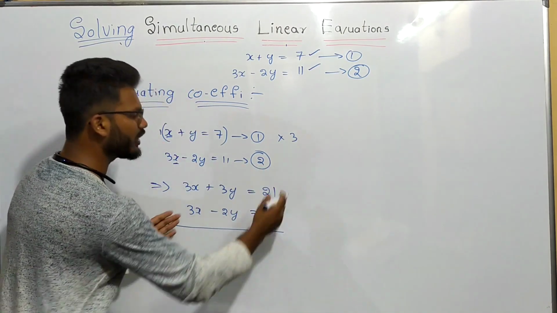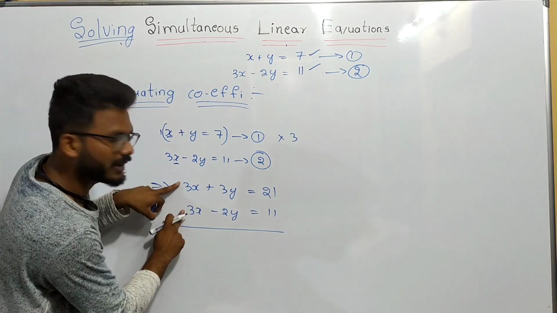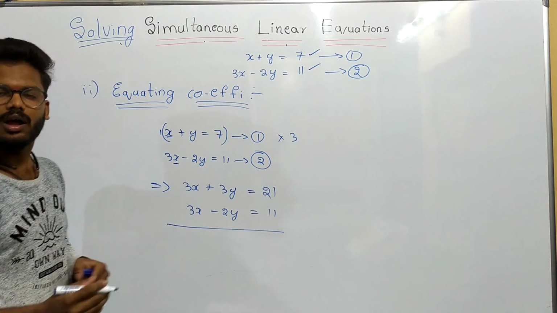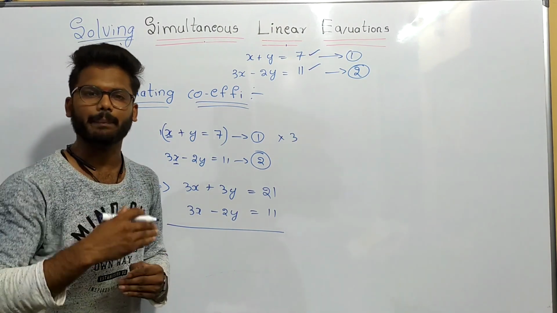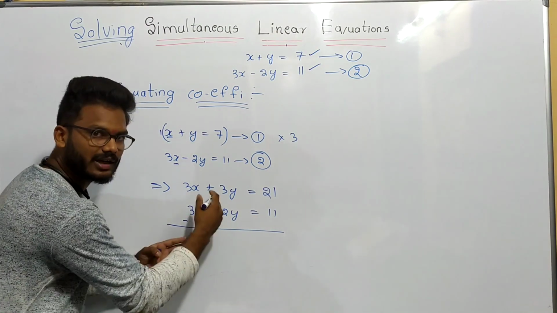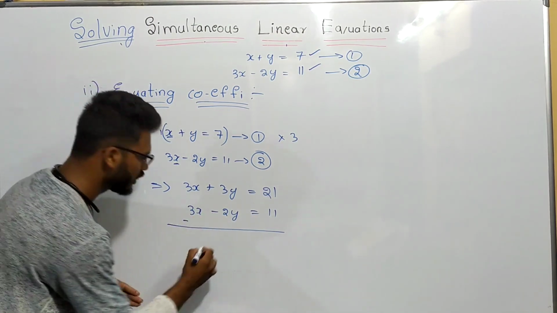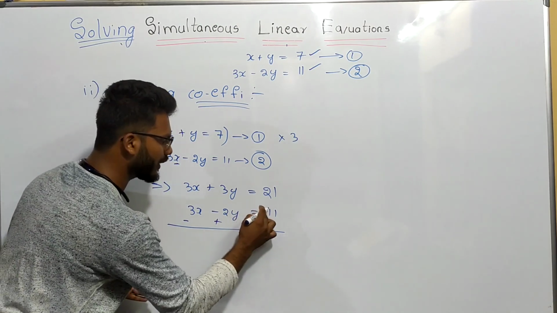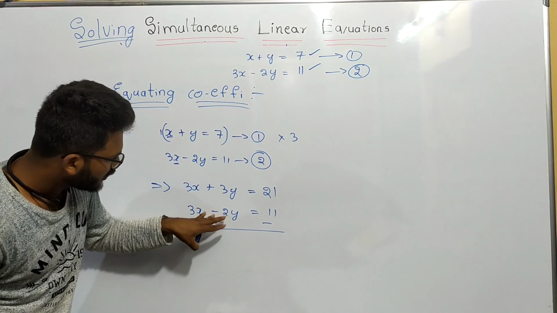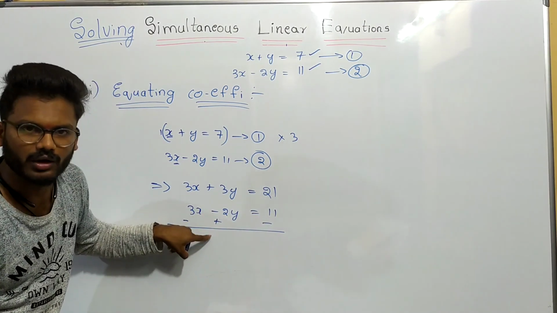Now, from these two equations, you have the same sign here, plus and plus. So you have to subtract these two equations. How to subtract two equations? While subtracting, you have to change the signs of each and every variable. Here you have plus, so write minus. Here you have minus, so write plus. Here you have plus, so write minus. Now we forget the original signs and remember these signs only.